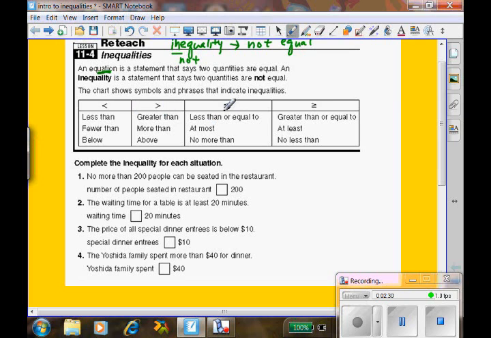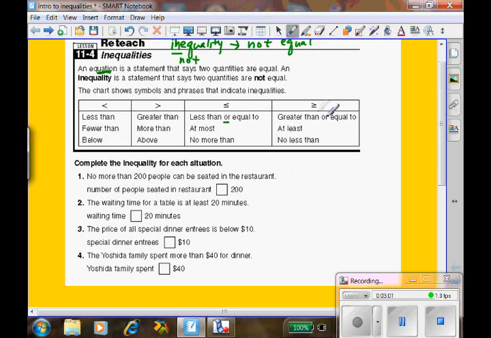Now if it's pointing to the left and it has a little line underneath it, that means less than or equal to. So this is one of those cases where it could be that number or it could be less. Something like, if you want to eat from the kids menu, you have to be 12 or under. That would be a situation where you would use this. So you can be 12 or you can be less than 12 and you can still eat for those prices.